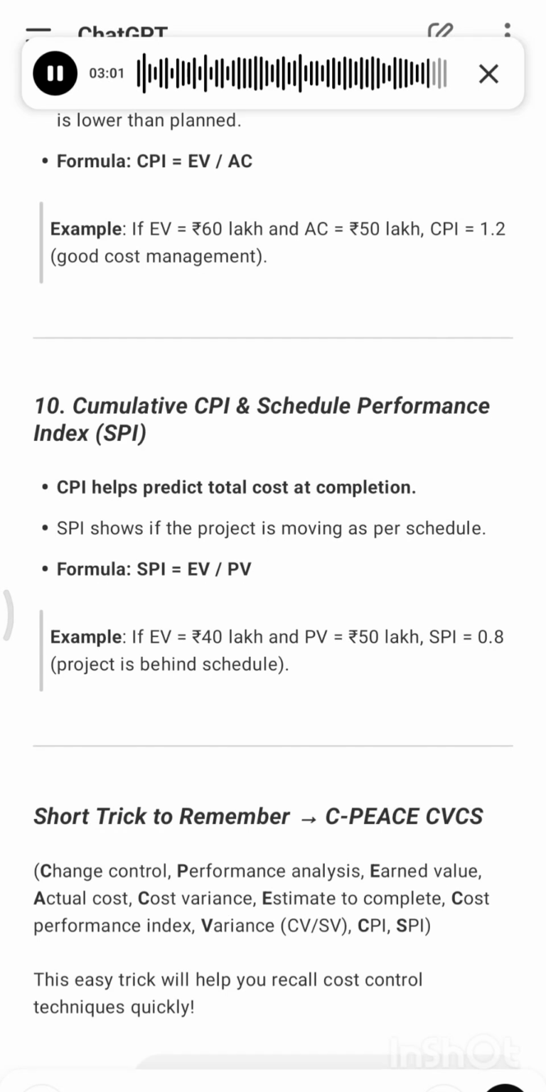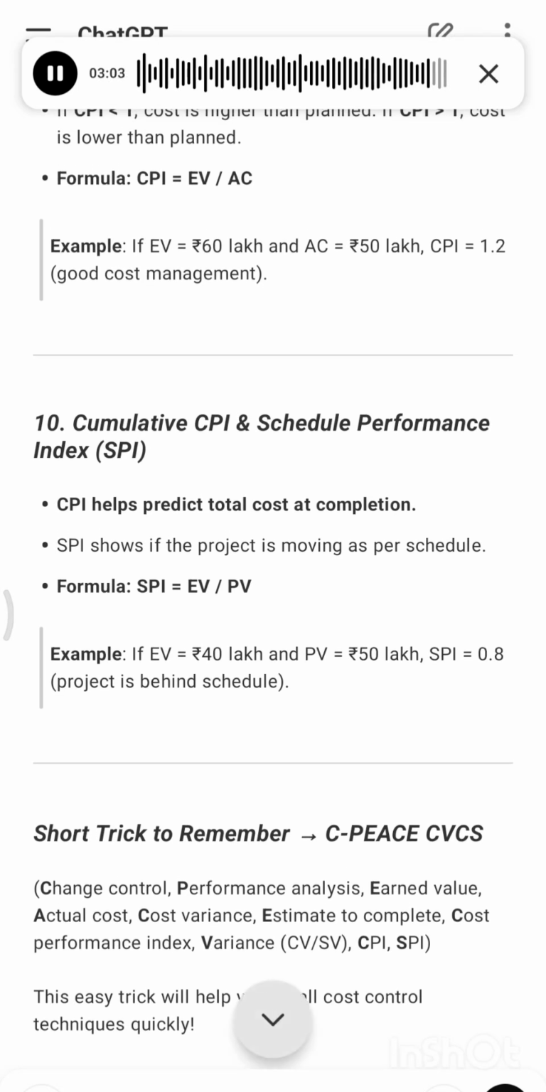CV control, performance analysis, earned value, actual cost, cost variance, estimate to complete, cost performance index, variance, CV, SV, CPI, SPI. This easy trick will help you recall cost control techniques quickly.